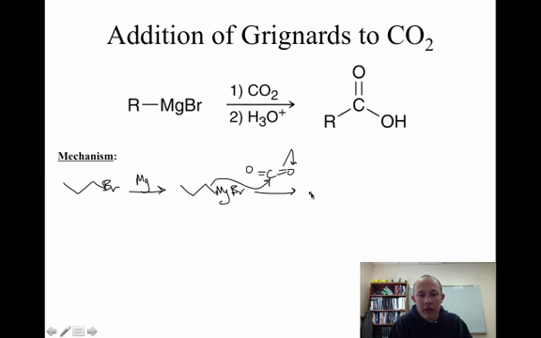Notice that nothing happened to this carbon-oxygen bond, so we had 1, 2, 3 carbons. We still have 1, 2, 3 carbons. But now carbon 1 is bonded to this carbon. Right, so we still have this carbon-oxygen double bond intact, but we have an O- here, and that's why we add acid in step 2, because we want to protonate that oxygen.